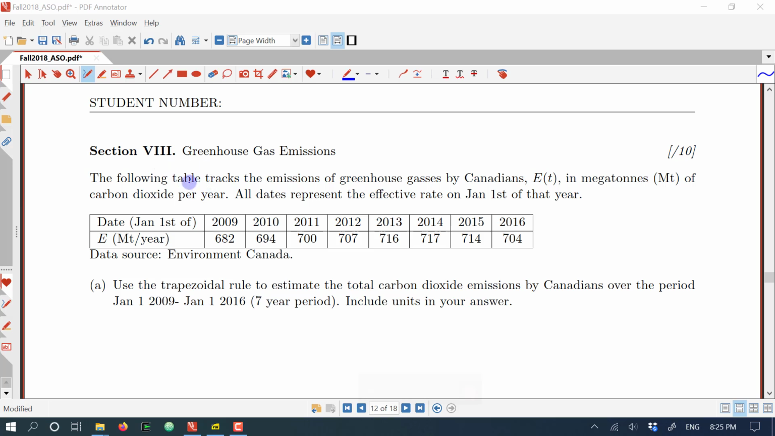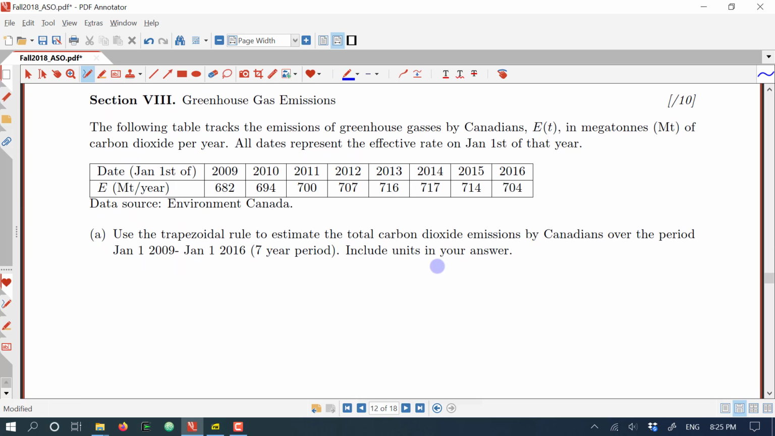In this video, we're going to look at Section 8 of the 2018 exam for Math 121. This is where we've been given a table of values, and the units here are megatons of carbon dioxide per year. And then we have a certain number of years and the output of greenhouse gases. We're asked first to use the Trapezoidal Rule to estimate the total carbon dioxide emissions.